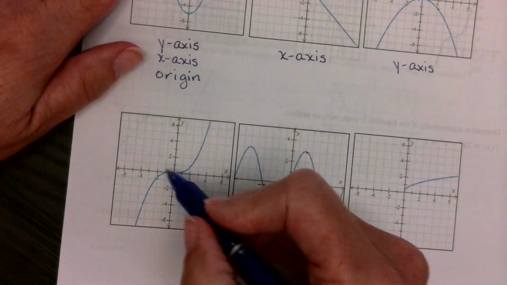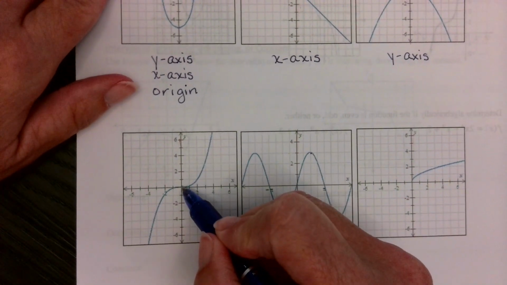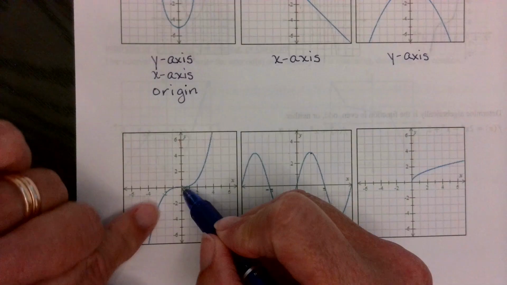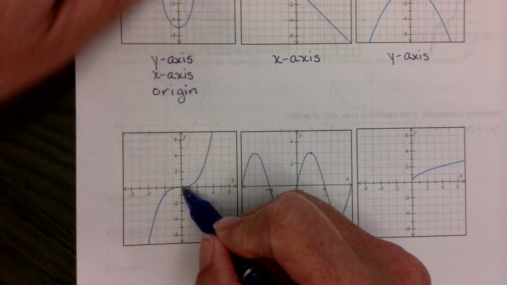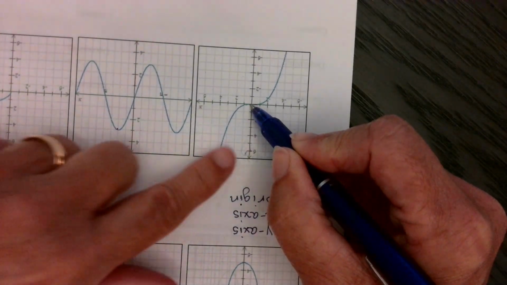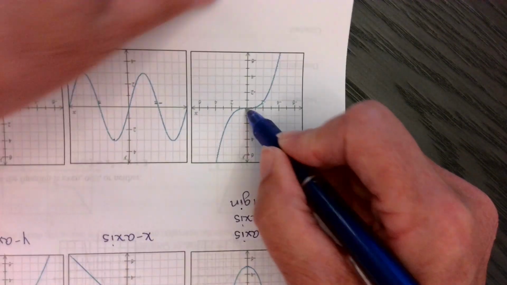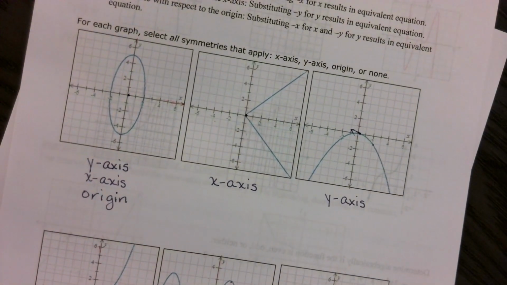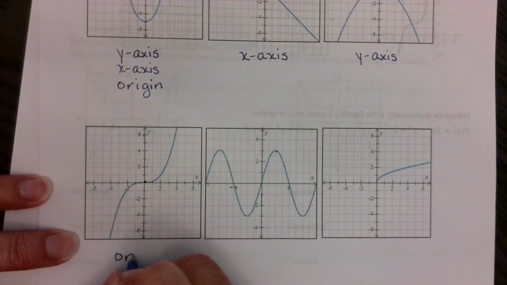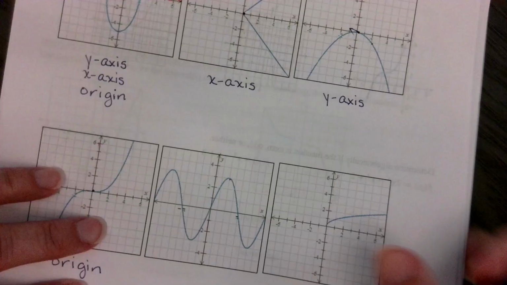This one is symmetric to the origin. It's down on the left, up on the right. So when I turn it upside down, it's still down on the left, up on the right. So this one is symmetric to the origin. It's kind of difficult with my document camera, it gets in the way. Okay, now, this one right here.